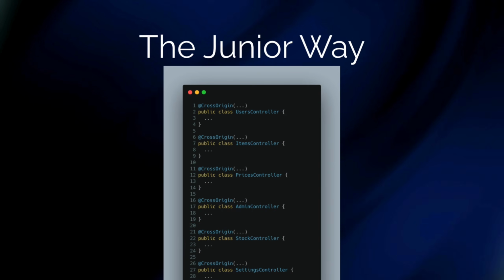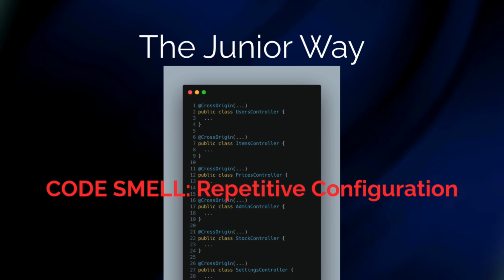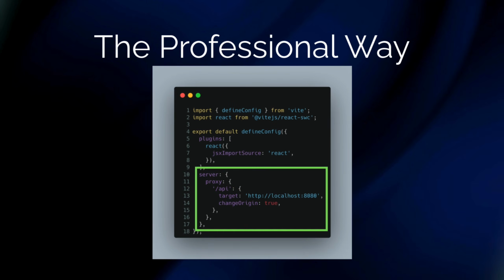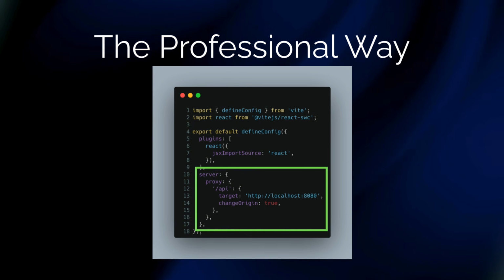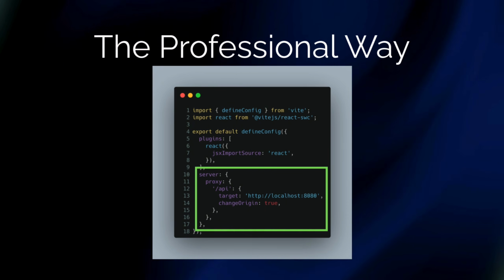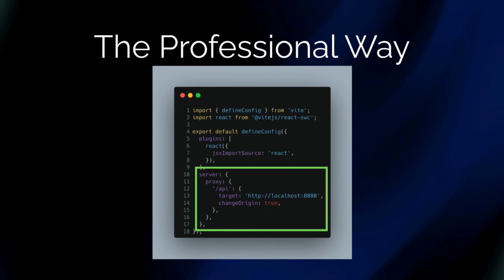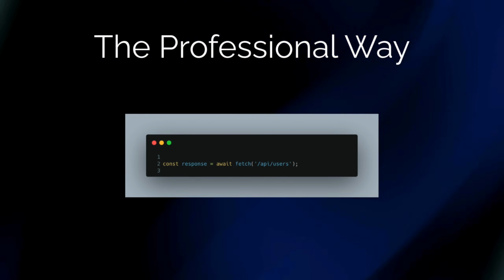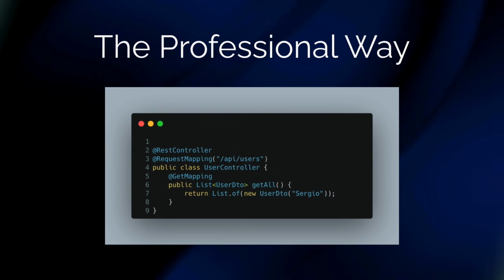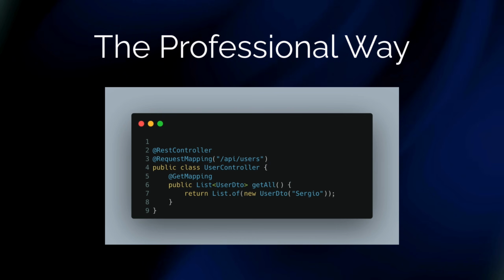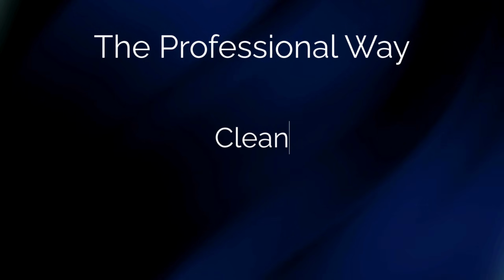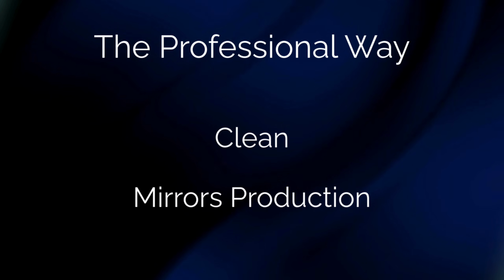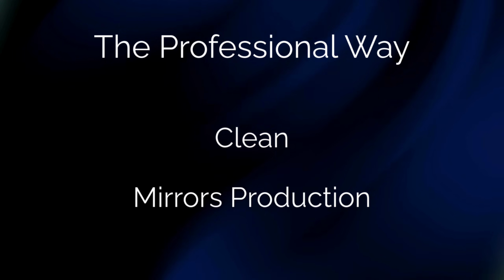The junior way: adding @CrossOrigin to every controller. But the professional way: use the Vite proxy we just saw in the configuration. By routing API requests through Vite, the browser thinks the request is going to the same origin. Here is the React code and the Spring Boot code. No security headers needed for dev, no preflight request overhead, it's clean and it mirrors how you likely deploy in production behind a gateway or Nginx.